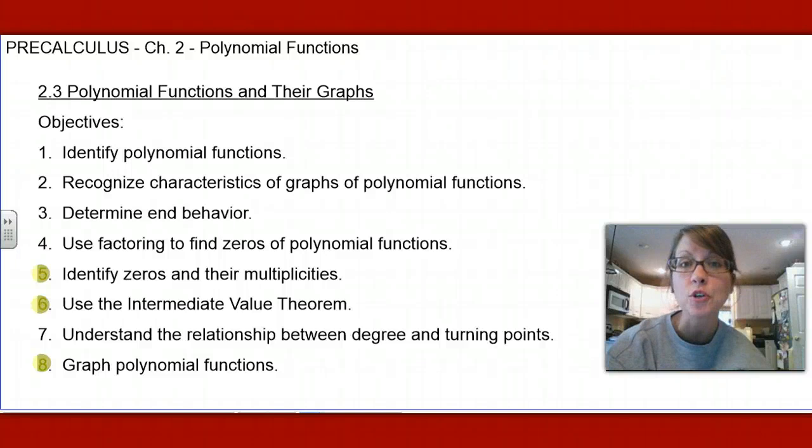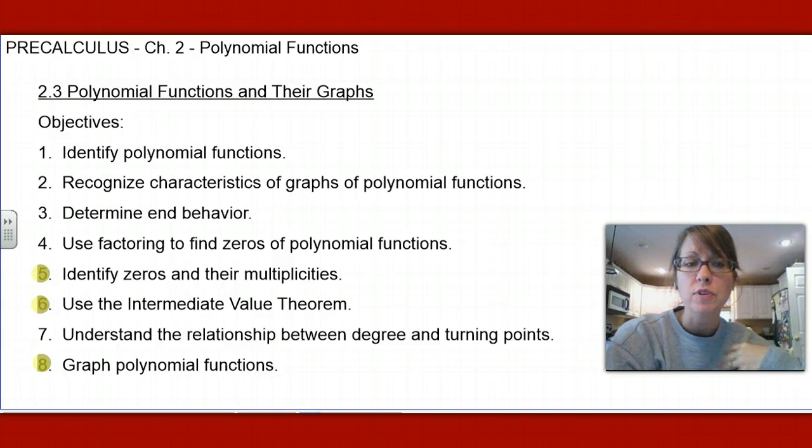Hi guys, attempt number 2 at chapter 2, lesson 3, polynomial functions and their graphs. This is a huge lesson, 8 objectives, a lot of different things going on here. But for the most part, they all fit together and play off of each other.